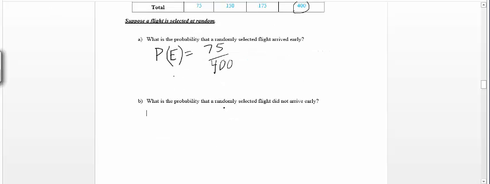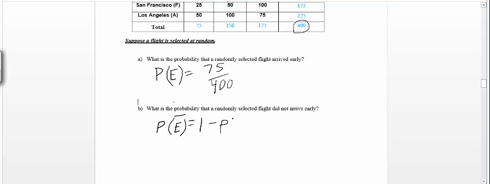Part B, what's the probability that a randomly selected flight did not arrive early? This is kind of review. We've looked at this before, but a flight that did not arrive early, we have what's called the complement of the event. With a bar above it means not E, so not early. The rule for that: 1 minus the probability of E. We calculated in part A, 1 minus 75 over 400.